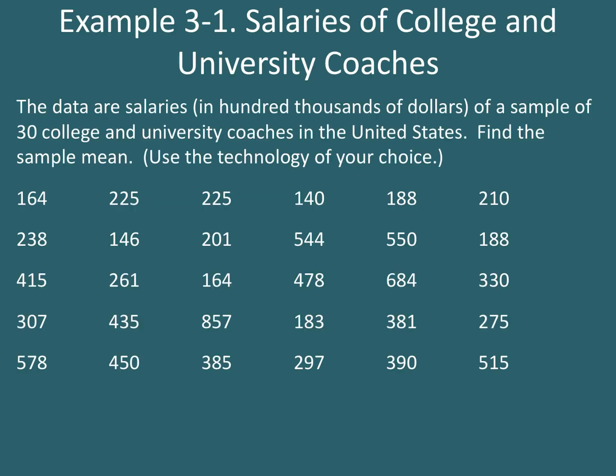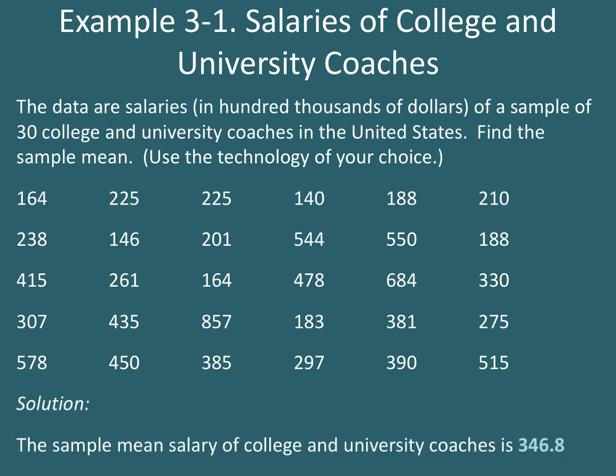Below is a very familiar example. The salaries are of a sample of 30 college and university coaches in the United States. Let's find the sample mean. Once again, we simply add up all these values, divide by 30, and we end up with 346.8. I invite you to pause the video here, add up all these values you see, divide by 30, and make sure you get the same value as I do.